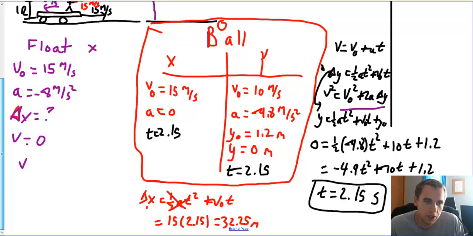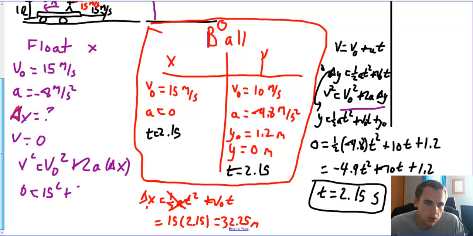So I can say final velocity squared equals initial velocity squared plus 2a times the change in position. Okay? So final is 0 equals initial 15 squared plus 2 times negative 8 times delta x.